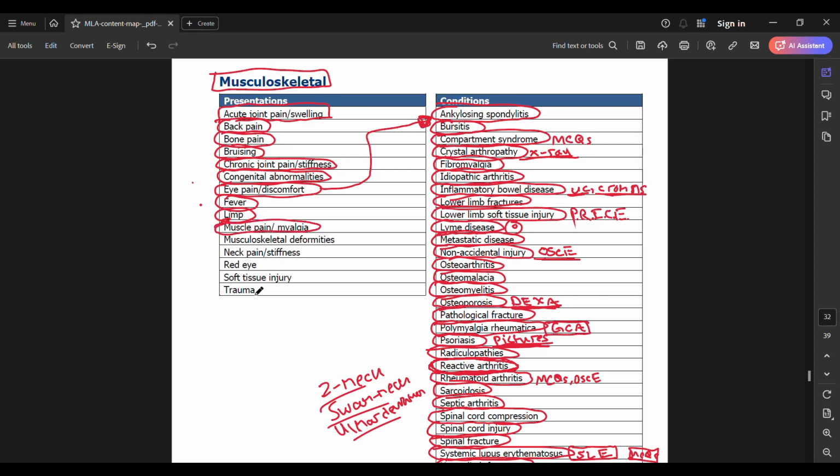Muscle pain and myalgias, you got your fibromyalgia, you got your PMR, right? Musculoskeletal deformities, right? You could get those. Make sure you do Charcot-Marie-Tooth disease or Duchenne muscular dystrophy, Becker's muscular dystrophy, the differences between all those conditions, how you're going to identify those conditions. You have your neck pain and stiffness, right? Your cervical radiculopathies, right? Whiplash injuries and whatnot. Next, you have your red eye. Again, something that could show up as an eye condition in ankylosing spondylitis, or with an association with some other condition.